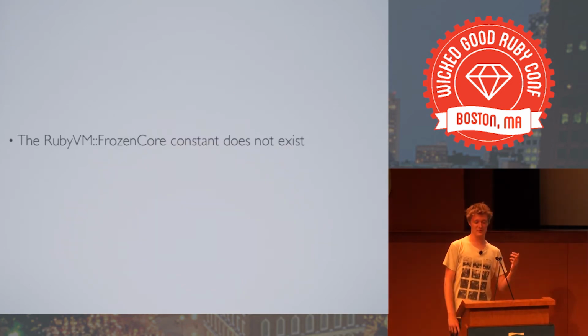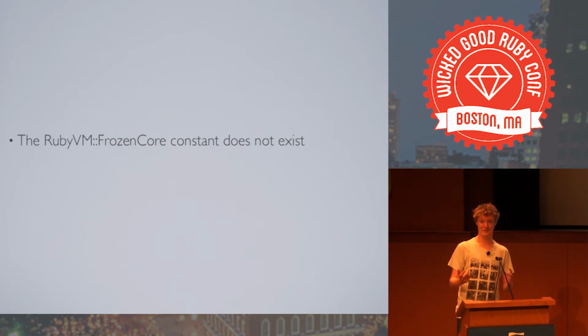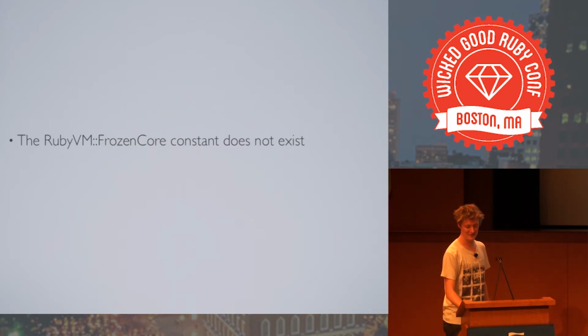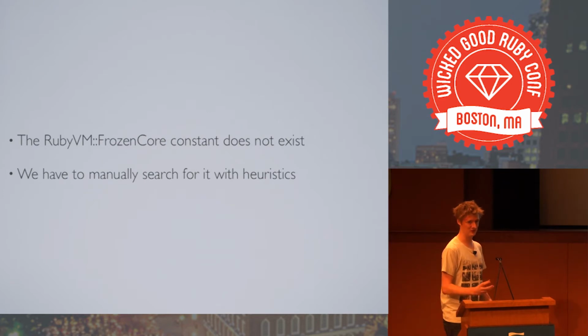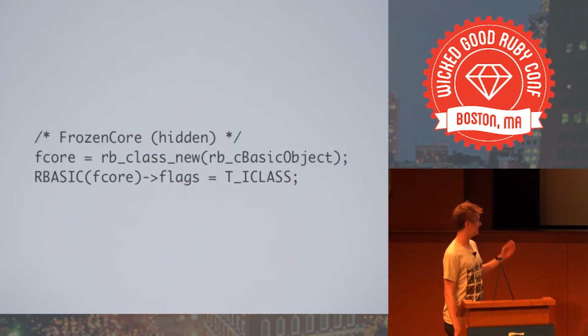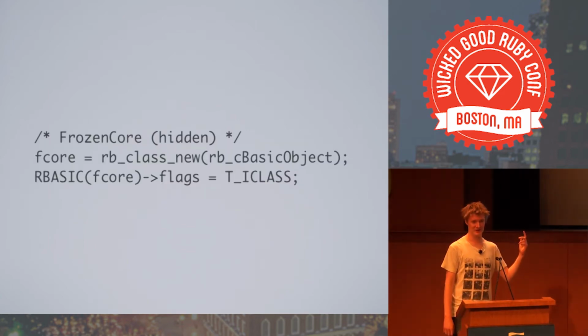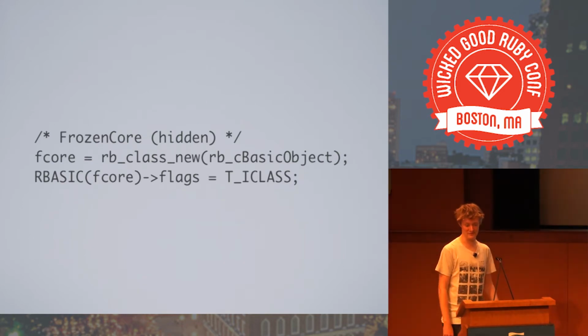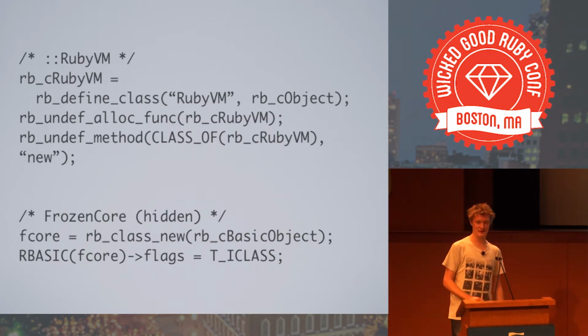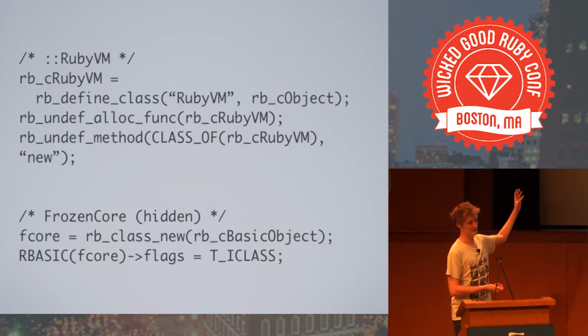So yeah, I said before, the RubyVM frozen core class doesn't actually exist visibly from Rubyland. So we have to search for it with heuristics. We can get at it from Ruby, but Ruby doesn't make it easy. So this is a snippet of the code I showed earlier where frozen core is actually defined. And it's a class that inherits from basic object and it's hidden. So it's actually in vm.c. It's created just after the RubyVM class is created.